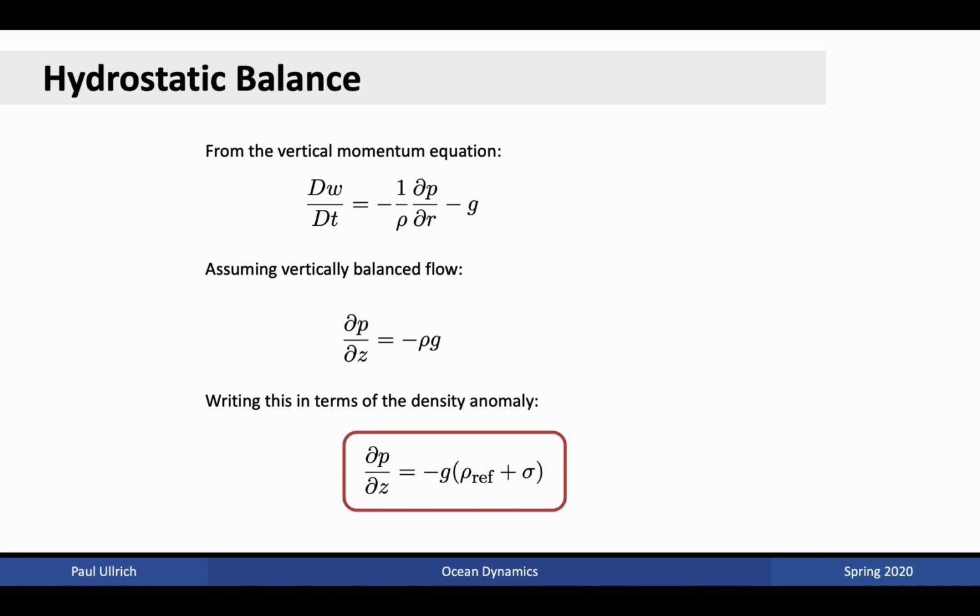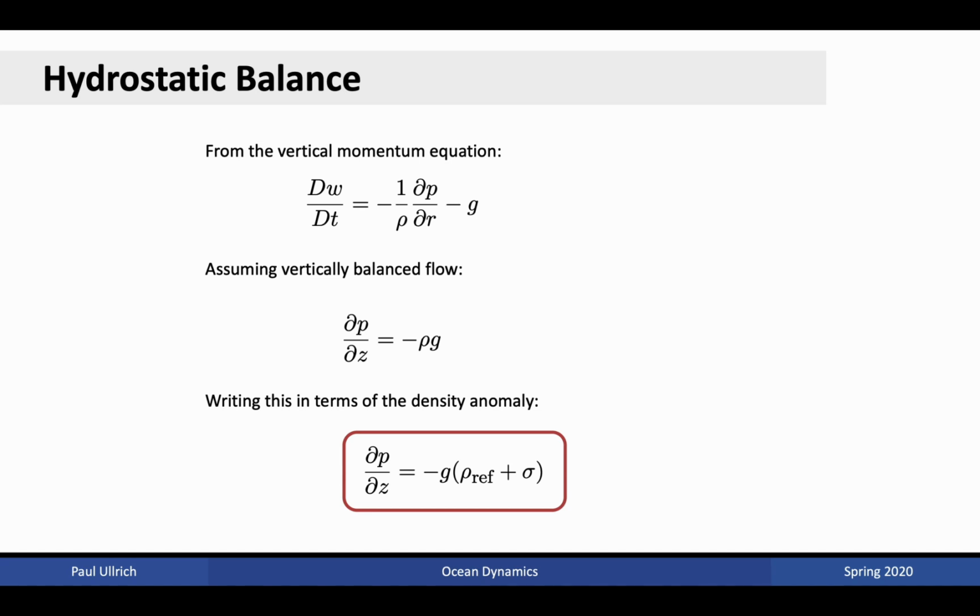Okay, let's go back to discussing hydrostatic balance. Now, recall that hydrostatic balance basically emerges from the vertical momentum equation when we have zero vertical velocities. So this equation is the same in the ocean as it is in the atmosphere. Under hydrostatic balance, w is equal to 0, so the left-hand side of this equation is 0, and so we can solve to show that the vertical gradient of pressure is going to be equal to negative rho times g.